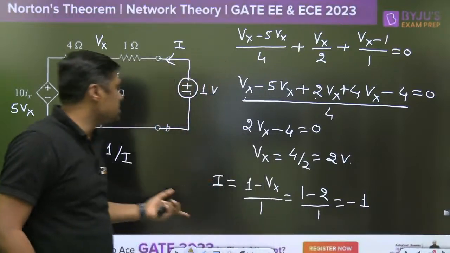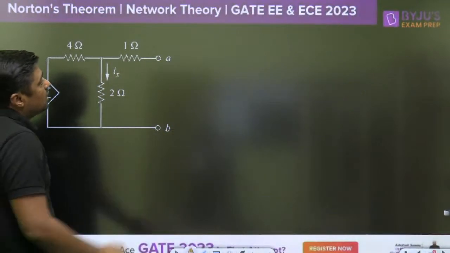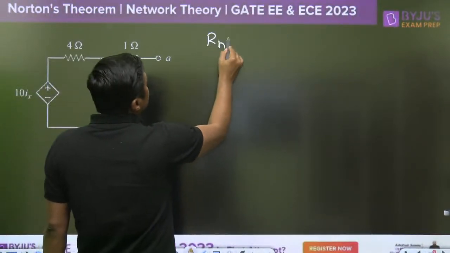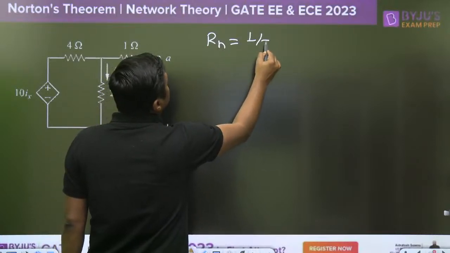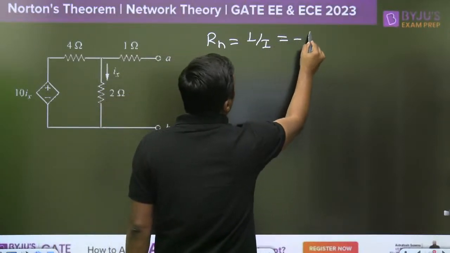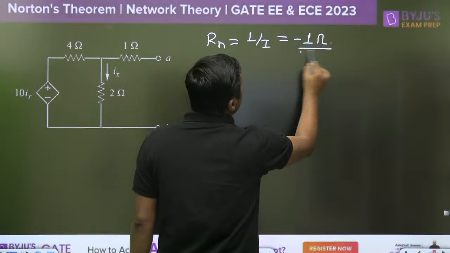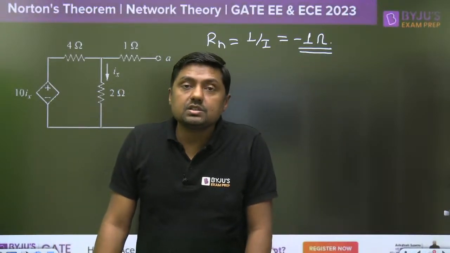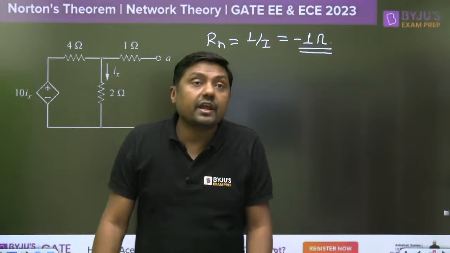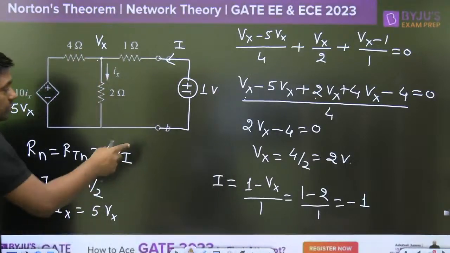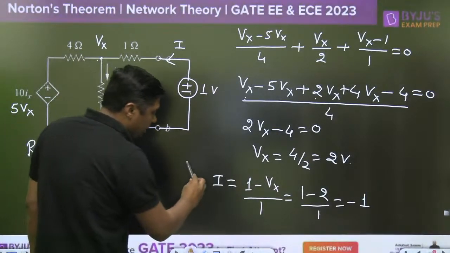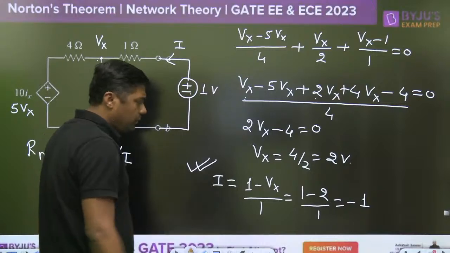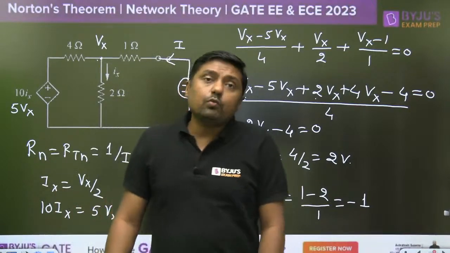What will be the resistance? Reciprocal of this, 1 by I, that is nothing but minus 1 ohm. In this case, we are getting the negative resistance, minus 1 ohm. Please always remember, we are getting the negative resistance. Okay, no problem. Now, try to understand what is the method.